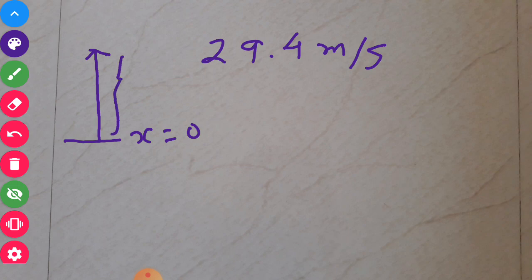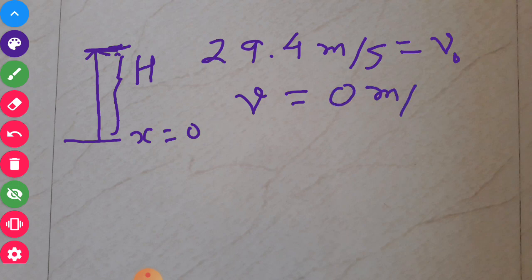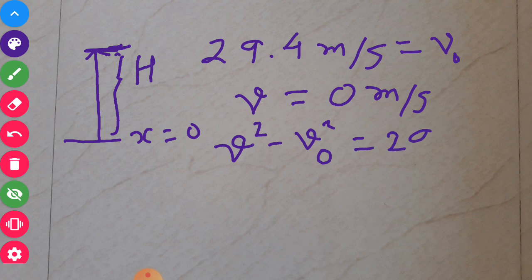Now when it is moving in upward direction, it achieves a height, say for example we take that it achieves a height of h. So finally when it reaches at this height, its velocity, so this is your initial velocity of the ball, and finally when it reaches on the top, its final velocity becomes 0 meter per second. So we can take this formula, v square minus v0 square is equal to 2ah, and we can easily find the value of height.